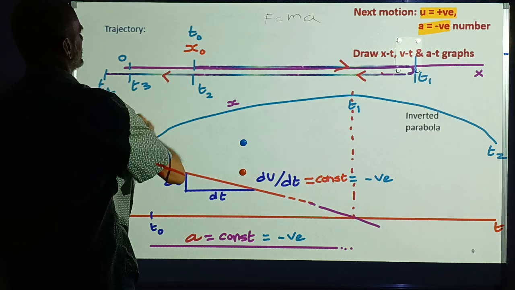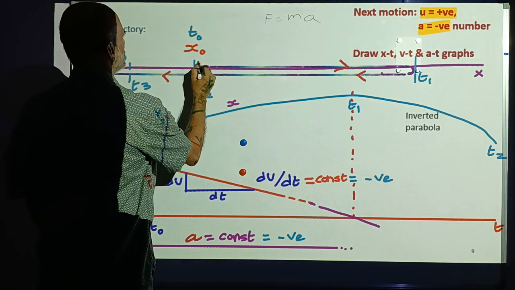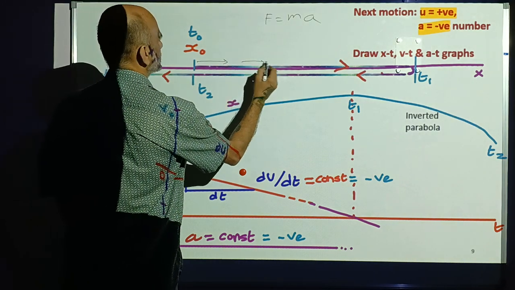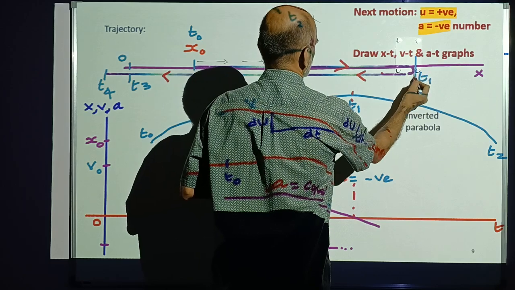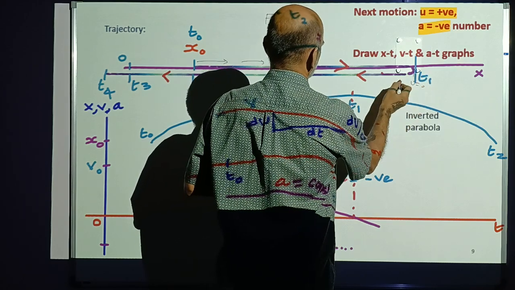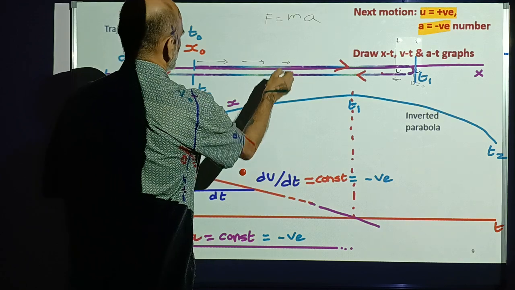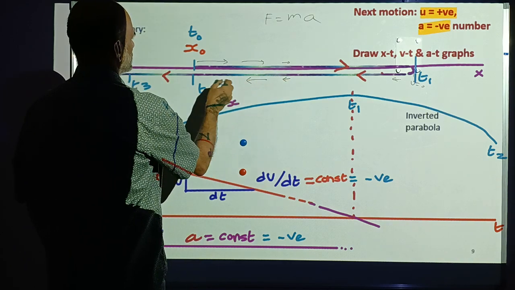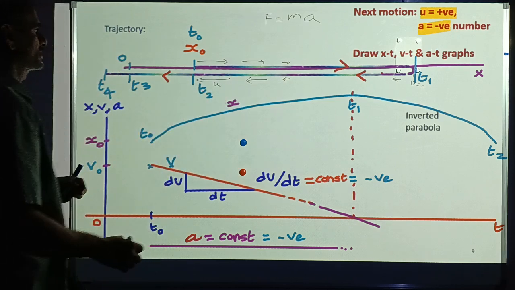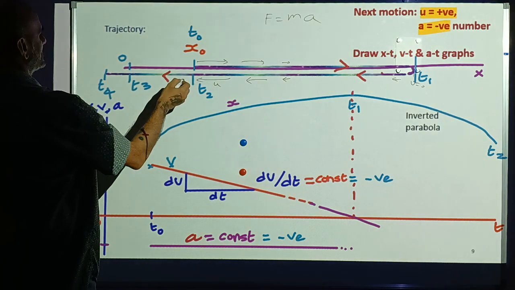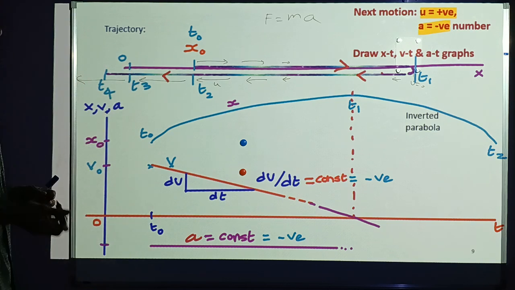Since force is this way and initial velocity is this way, the velocity will keep on decreasing. If you use this much here, it will decrease further, and at this point the velocity will become 0. After that, the velocity direction reverses. So here it will be the same magnitude, but the direction will be opposite, minus u. If it continues further, it will keep on increasing in magnitude, because the force is in the negative x direction.